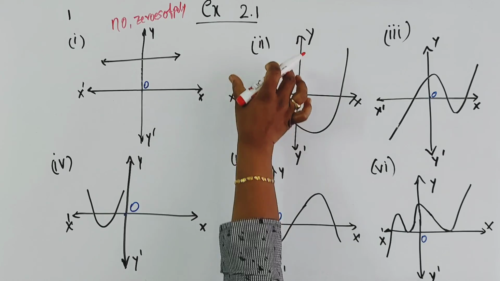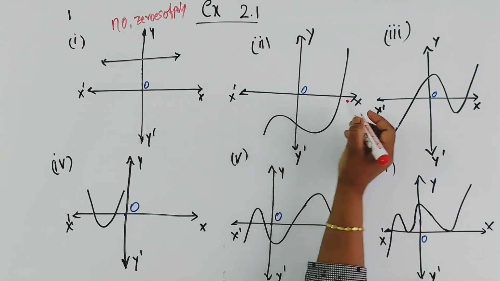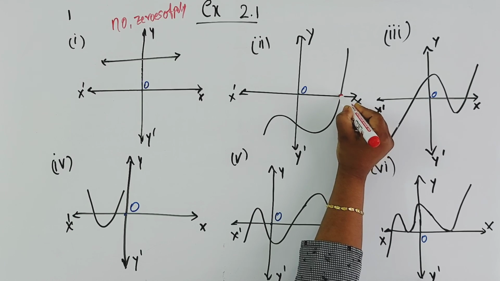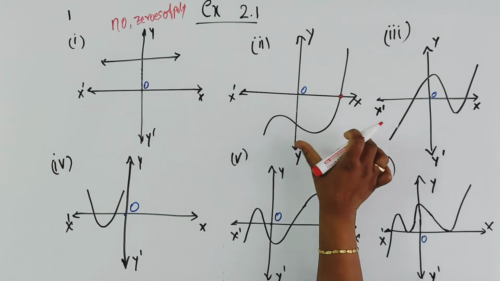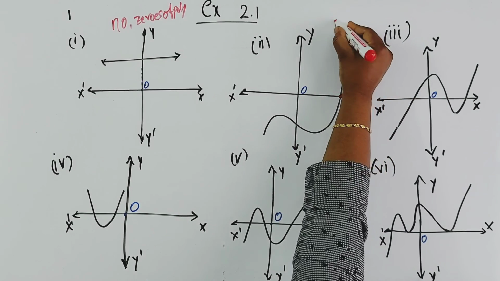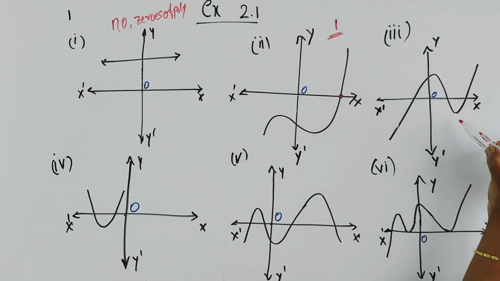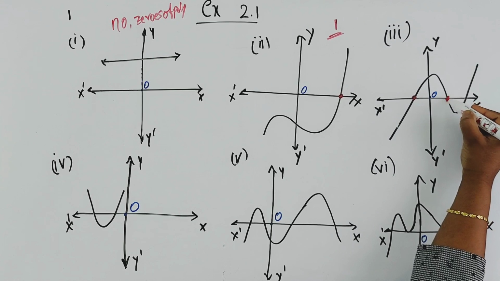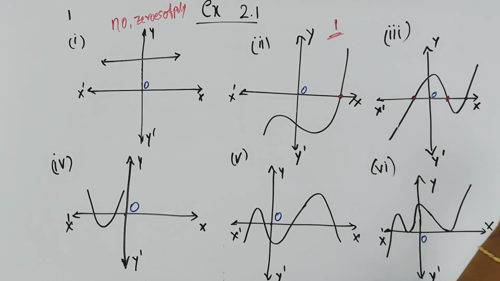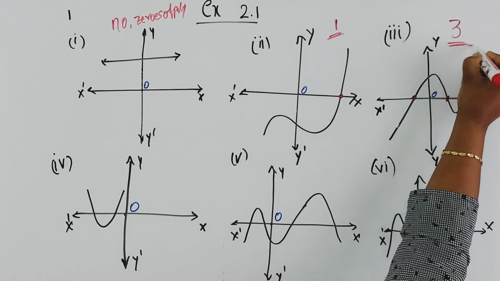Correct, children? In the second case, now we check the graph. It is striking the x-axis at only one point. See this point? Only one point. So how many zeros are there? Only one. Now the third case, see here the graph strikes the x-axis at 1 point, 2 points and 3 points. See, 1, 2, 3 points are there. So the number of zeros is also 3, children.